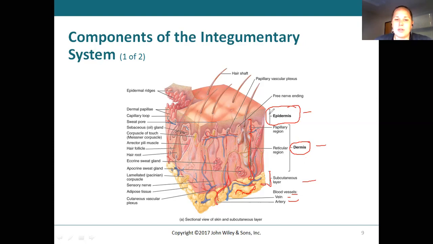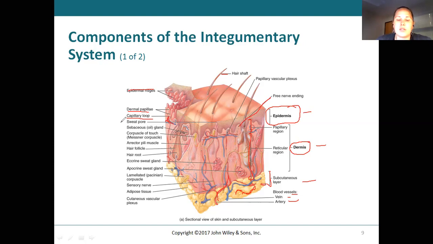So if we look at the epidermal layer, you can see here that there are some free nerve endings present. You can also see that there are hairs present here. The hair shaft is present. Epidermal ridges. So if we're talking about our fingertips, those are the ridges that are responsible for creating our fingerprints. And you also have dermal papillae. You can see here that there's also capillary loops present, little loops of arteries and veins, again, that are providing some sort of vascularization to these deeper layers of the epidermis.